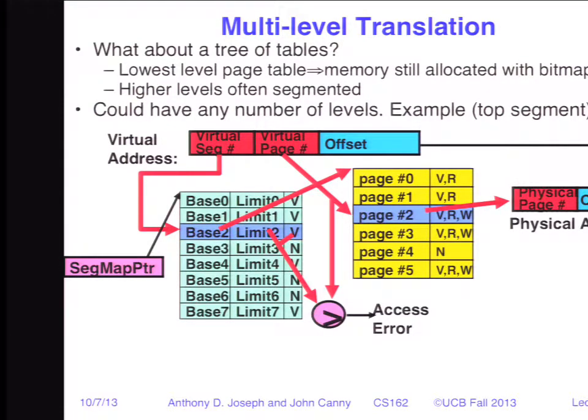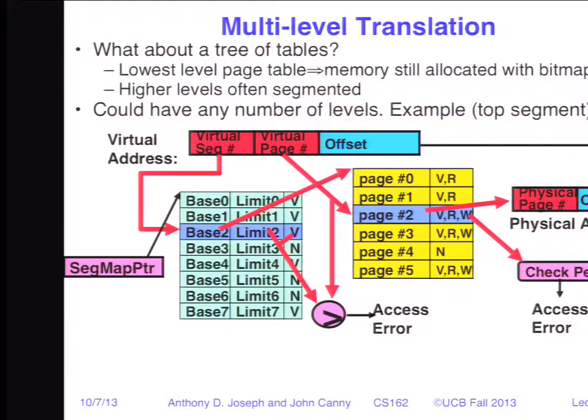So base 3, that's correct. If you tried to reference the segment for base 3, you would generate a segmentation fault because it's marked as invalid. Similarly, if I tried to reference page number 6 in base 2, I would also generate a fault because I'm running off the end of the page table, and that's an invalid entry. In fact, I can't even access that because that would be reading a memory location that's not mapped by this segment. This segment only maps a memory region this sized.